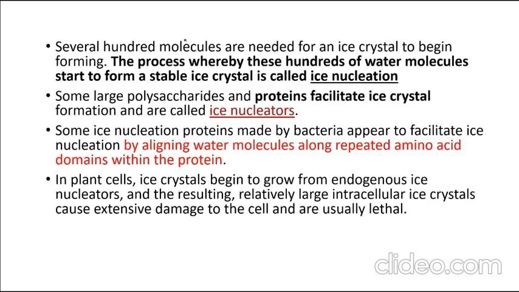Now we see that to form the ice, several hundred molecules are needed to form the ice crystal. The process whereby these hundreds of water molecules start to form a stable ice crystal is known as ice nucleation, where many molecules unite together to form a stable ice crystal. There are some polysaccharides and some proteins which favor the formation of ice nucleators. Some ice nucleators are also made by bacteria. What do they do? These bacteria help in aligning water molecules along repeated amino acid domains.